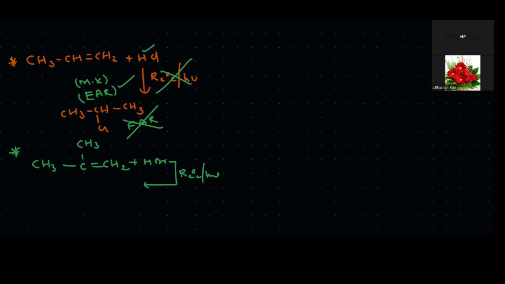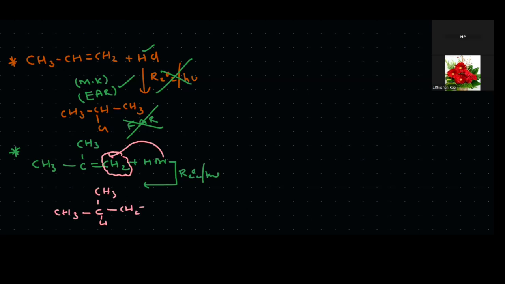Directly, it attacks the carbon with the more number of hydrogen atoms in the asymmetric alkene. So the Br free radical attacks here. Remember that point. So directly we can write the product: CH3, CH, CH3, CH2Br. This is the final product.